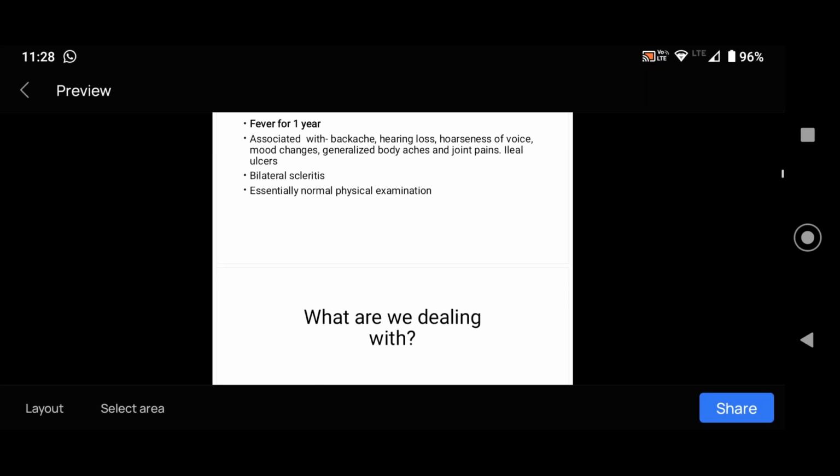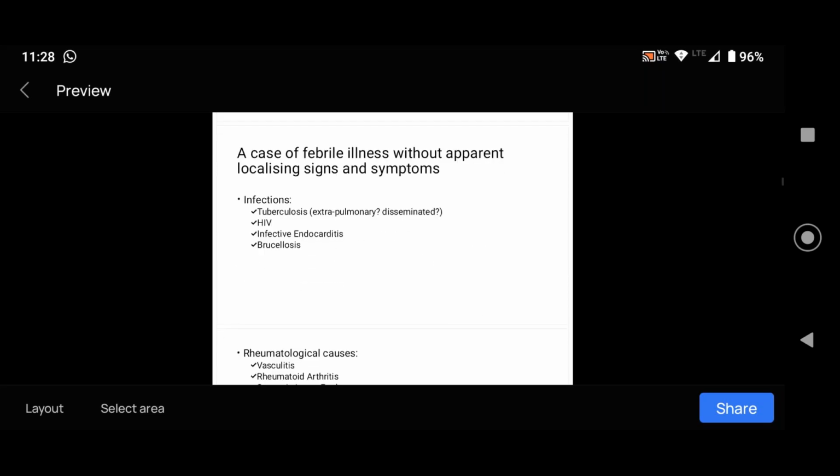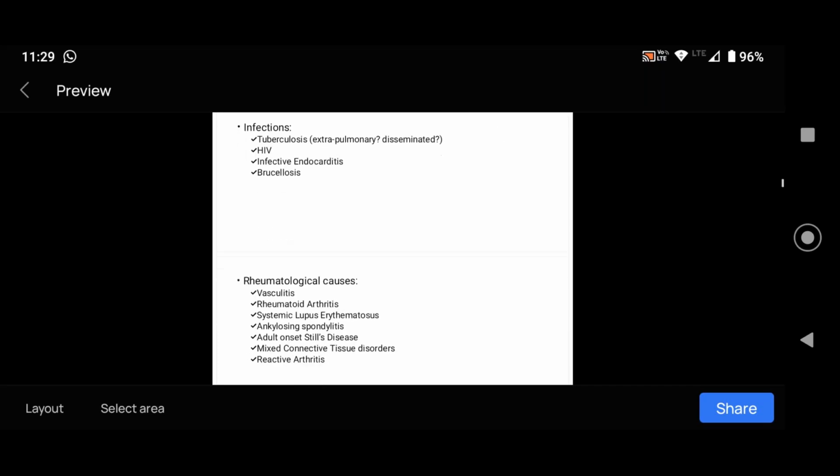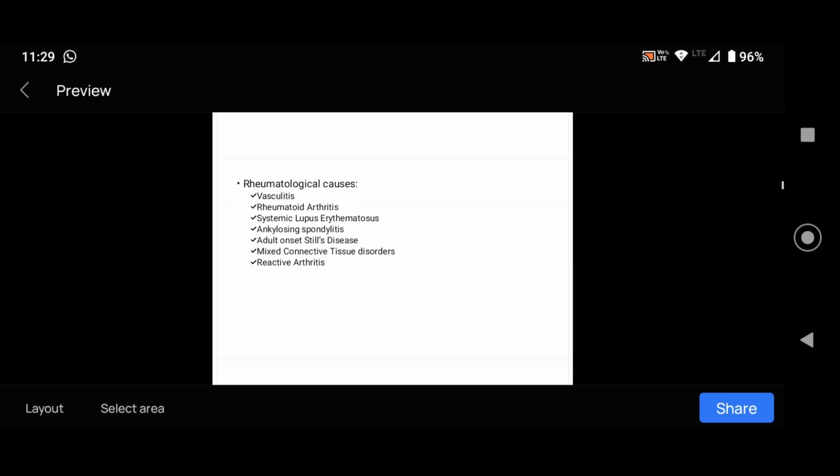Okay, ma'am. After the summary, this is a case of a febrile illness without apparent localizing signs and symptoms. So we have in mind, although it is a 1 year history, but still we have considered TB extrapulmonary disseminated. It could be the patient is having maybe HIV, because we did not see any HIV investigations in further. It could be a subacute infective endocarditis, brucellosis, but very less likely.